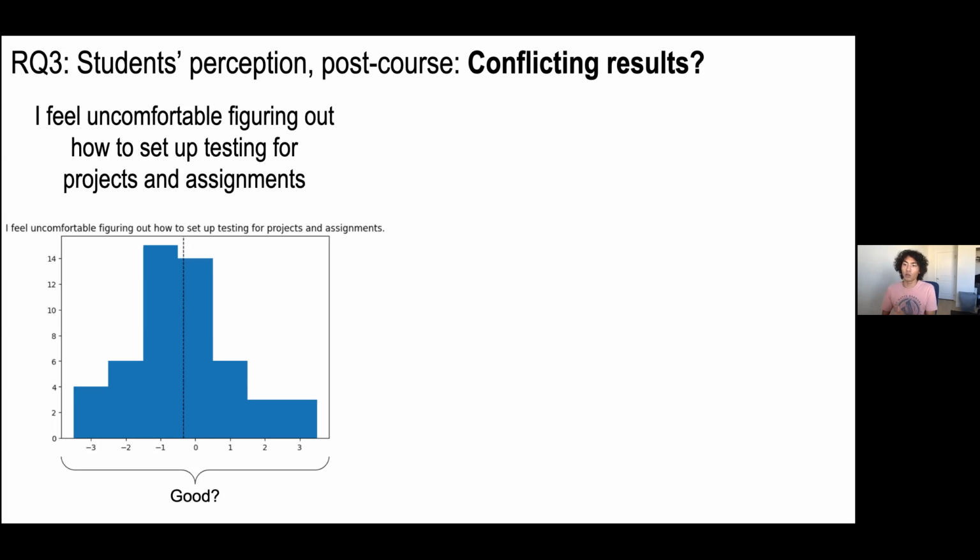So we noticed modest movement, but in the negative direction, on the statement that students feel uncomfortable figuring out how to set up testing for projects and assignments. So if you factor in the double negative, it means students became more comfortable with how to set up testing.